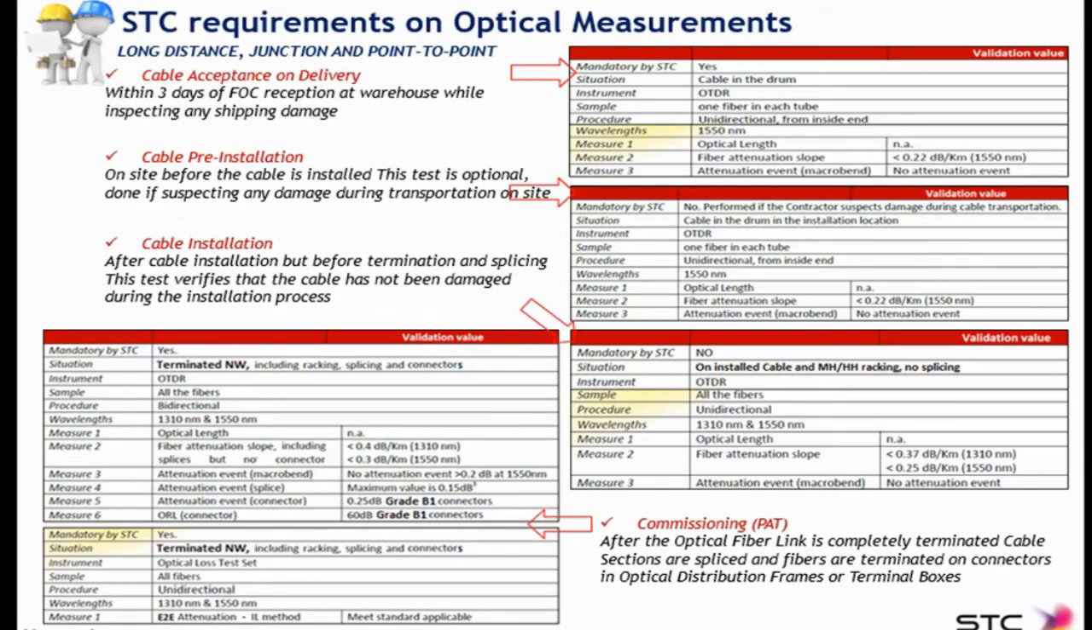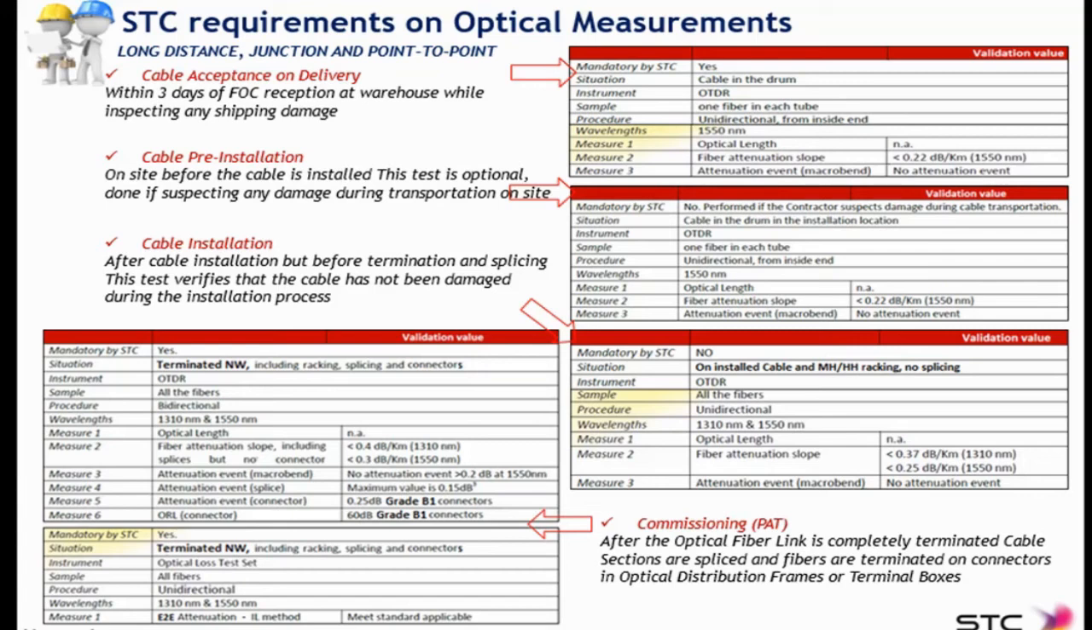Once you know how to operate the OLTS, we're going to see now in detail STC requirements when it comes to testing the optical networks. The requirements are very similar across projects, but there are some differences. So on this slide, you have the long distance junction and point-to-point projects. There are 4 tests: cable acceptance on delivery, cable pre-installation, cable installation, and commissioning, which is the same as PAD.